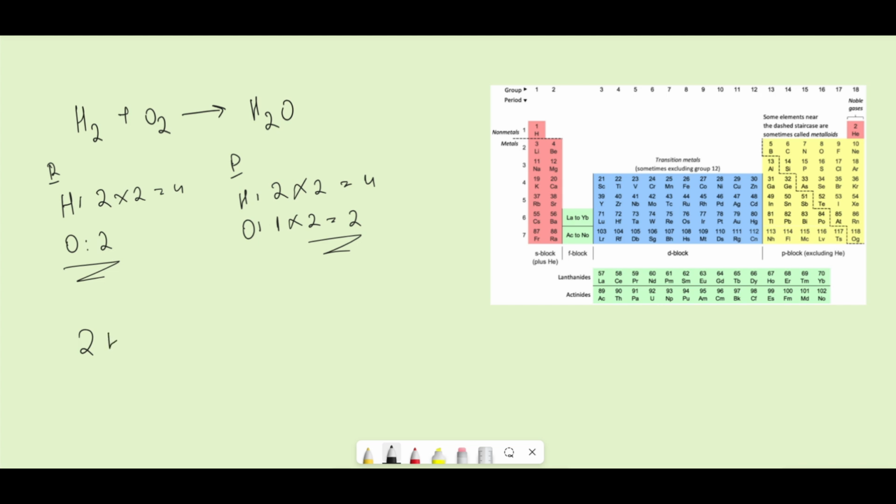You have 2H2 plus O2, which only has 1. Normally you don't have to write 1 over here, but for example's sake, I'll write it. And then for the products, you have 2H2O. This is one of the simpler questions. Of course, it gets more tricky, and we're going to take those questions up as well.